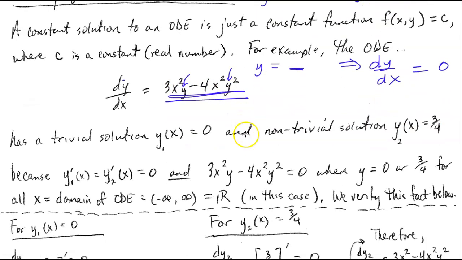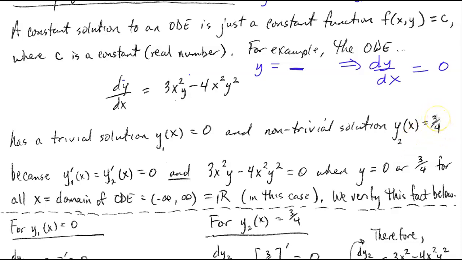Now, in this particular example, and I'm going to erase this so that we can see it clearly. I tell you that we have two solutions. We have one trivial solution, which is y equals 0, and we have a non-trivial solution, which is y equals 3/4.